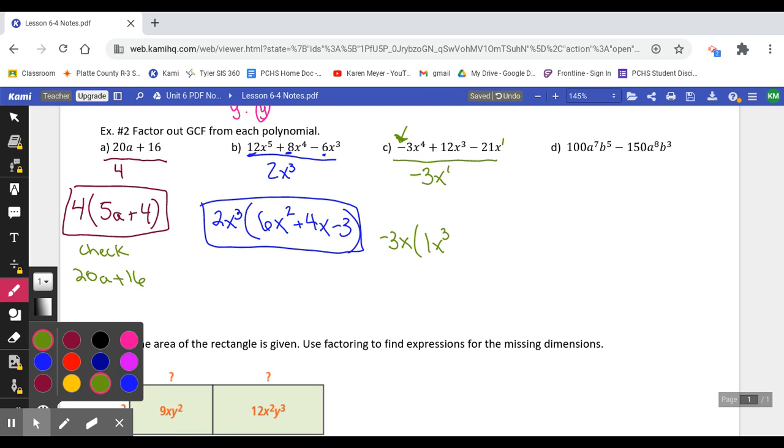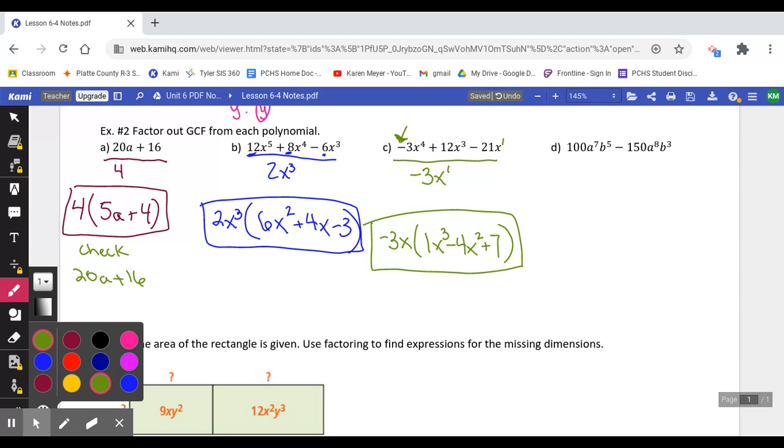12 divided by negative 3 is negative 4. Subtract my exponents. 3 minus 1 is x to the 2nd. Negative 21 divided by negative 3 is positive 7. And if I subtract my exponents, there is no x.